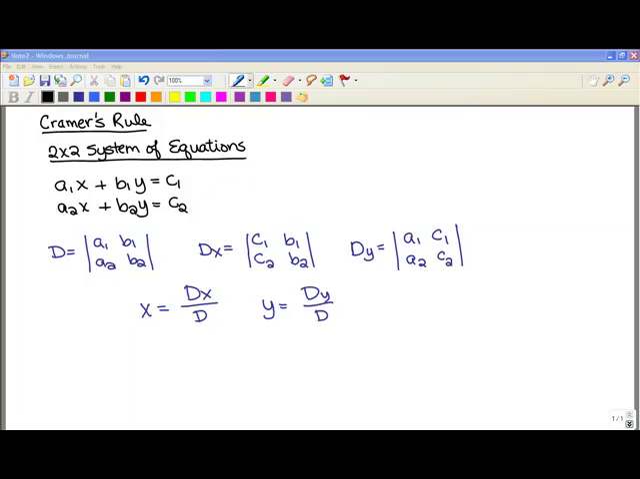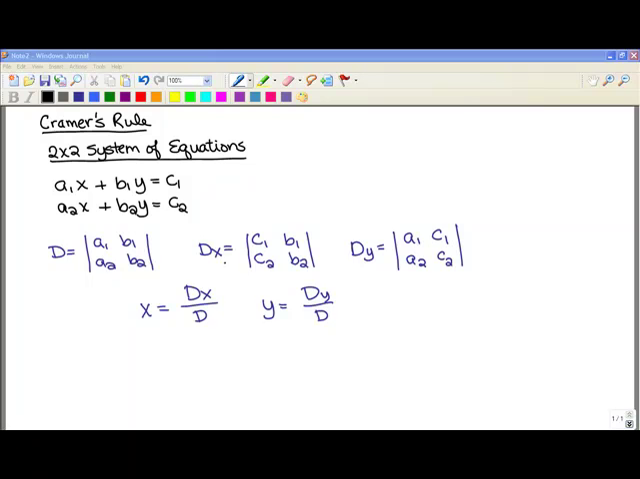To calculate x and y, we first calculate a determinant called d, which contains the coefficients of x, a1 and a2, and also the coefficients of y, b1 and b2.